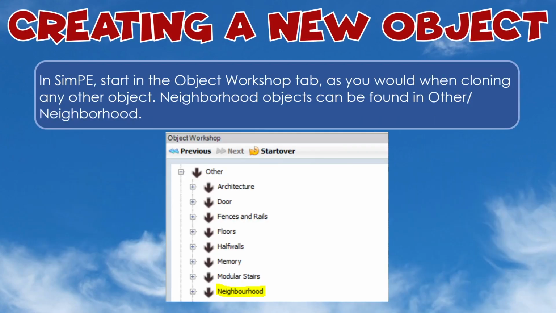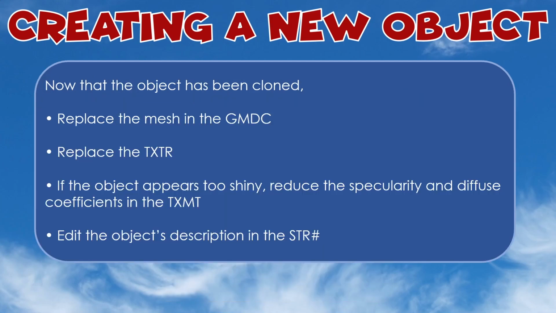Creating a new object. So if we're going to make a neighborhood object from scratch, we would start in Object Workshop as we will with a deco object, but we're going to Other, Neighborhood. We select the object to be cloned, and then we build it out, rename the scene graph, all of that as we would with a regular object. Then we replace the mesh in the GMDC, we replace the TXTR. If the object is too shiny, we're probably going to need to reduce the specularity and the diffuse in the TXMT, and then we edit the object's description in the STR. That can also be done in the XNGB.